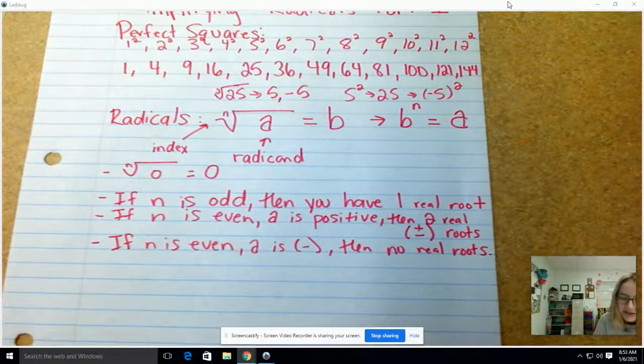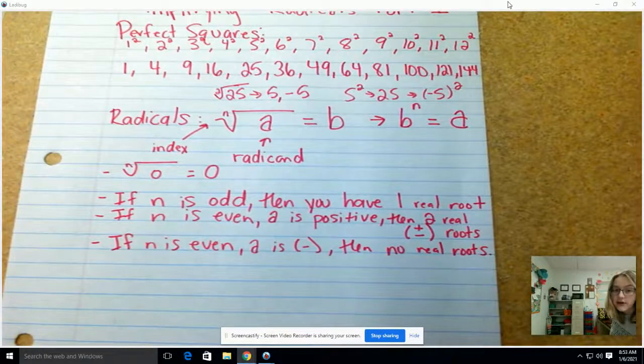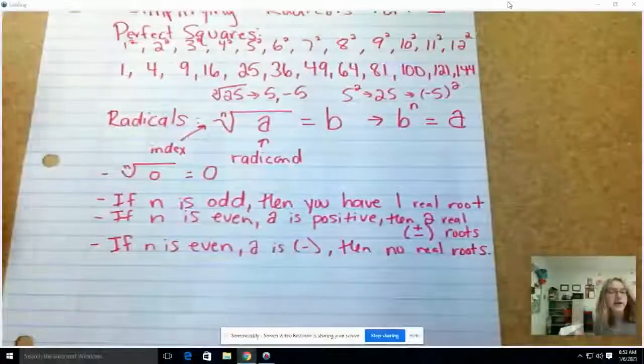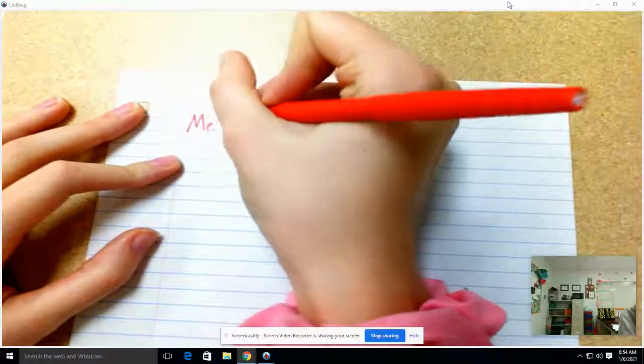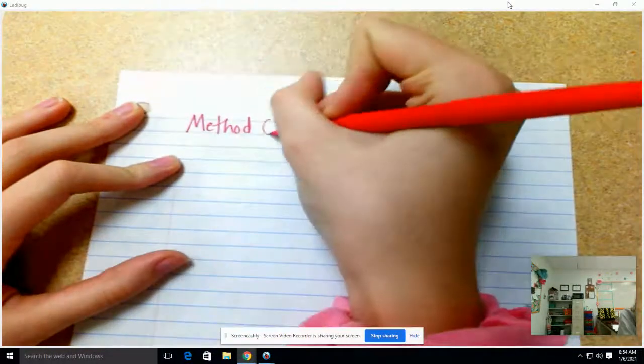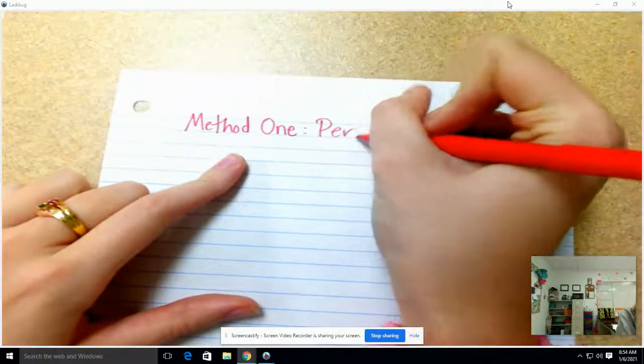So what we're going to be learning how to do today is simplify things that are not perfect squares. So I know that if I gave you, oh, what's the square root of 49? You'd be like, oh, 7. But what if I said, what's the square root of 200? We don't know. 200 is not a perfect square. That's what we're going to learn how to do today. So there are 2 ways to do it. Method 1, I call it the perfect square method.